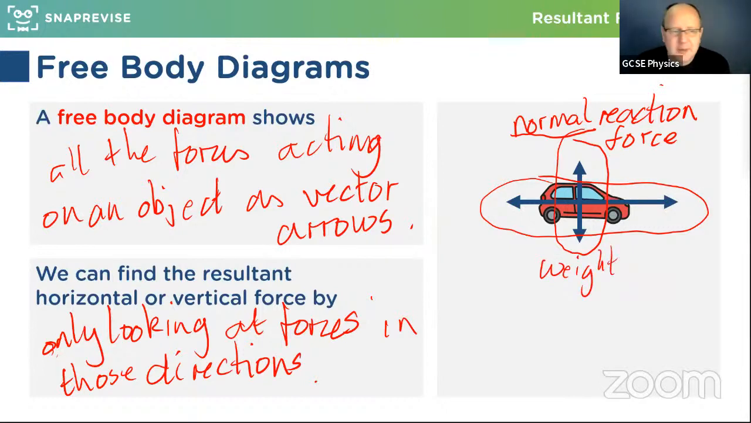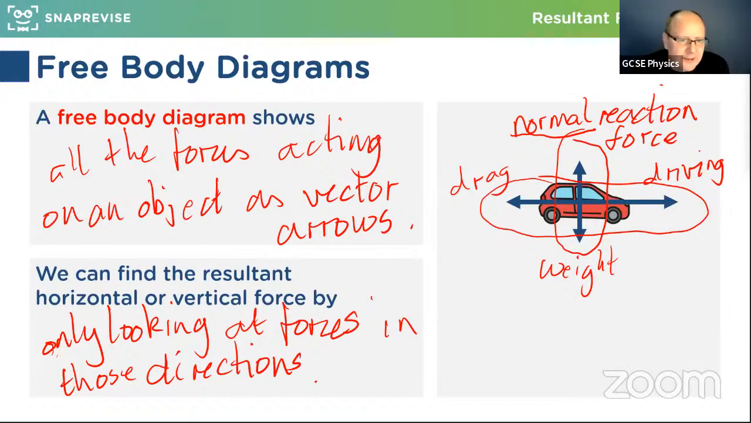And then we have some kind of driving force, which is acting to the right. Could be called a thrust in the case, often thrust is used for aircraft and so on, but you could call it a thrust or a driving force. And then you've got a drag component which will act backwards, assuming the car is moving forwards.